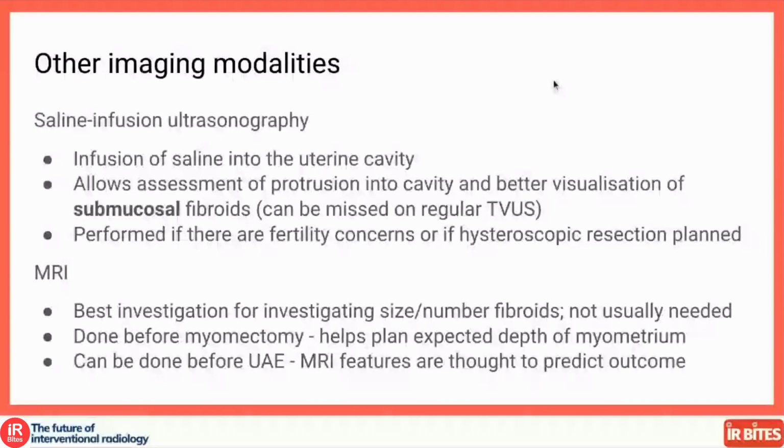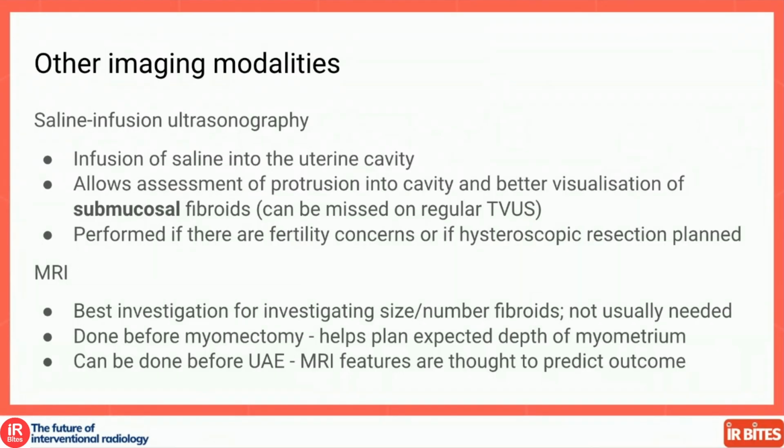And the reason you do that is to assess how far the fibroid is protruding into the cavity, and it allows better visualization of the submucosal ones, which might be missed on a regular ultrasound, or you might mistake it for an intramural one. And that's important because, as we mentioned, the submucosal ones are more likely to cause fertility problems and are treated differently. So it's important to recognize the submucosal ones are different to the intramural ones.